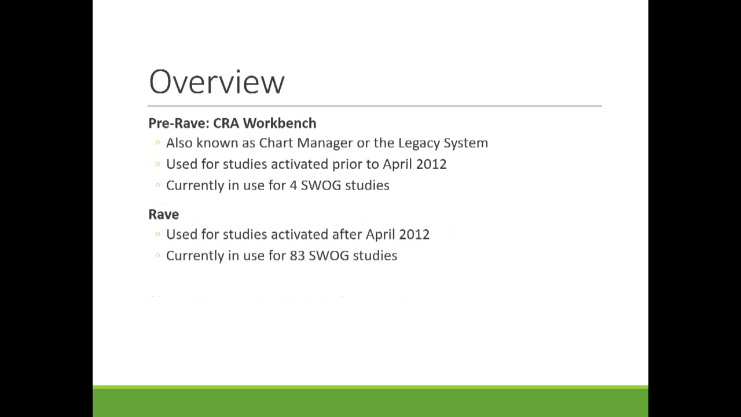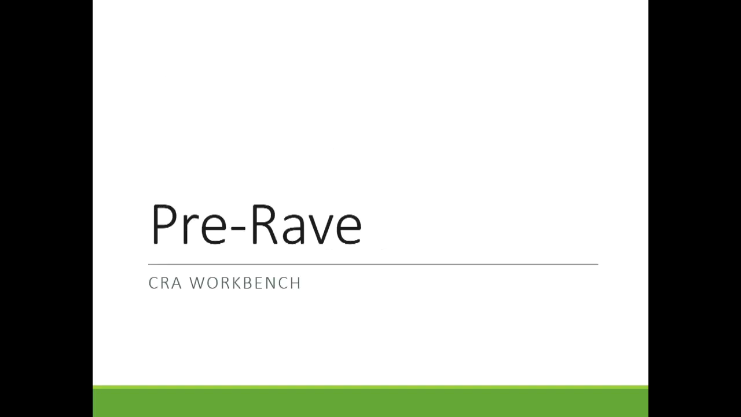Perfect. So as you may know, there are two data submission systems we'll be talking about today, the pre-rave on the CRA workbench and rave. The pre-rave is used for studies activated before April 2012, so it's been a little while. And right now it's only used for 4 SWOG studies. On the other hand, rave is used for all studies activated after April 2012, and there are 83 and counting SWOG studies. So let's talk about pre-rave first.